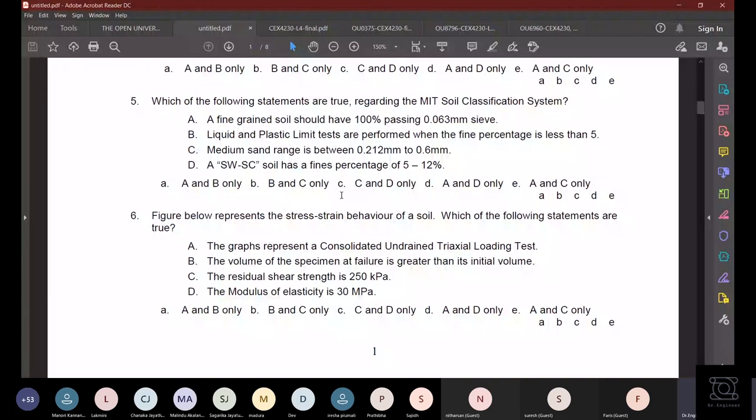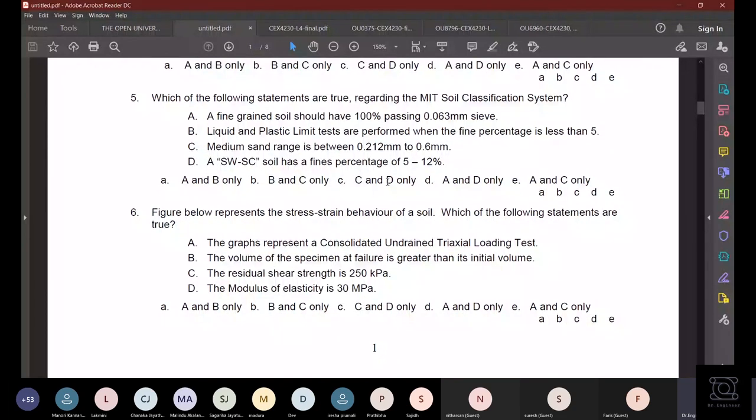So the next part, question number 6. The figure below states the stress strain behavior of a soil. Which of the following statements are correct? The graph represents a consolidated undrained triaxial test. We'll see that. So these are the two graphs.